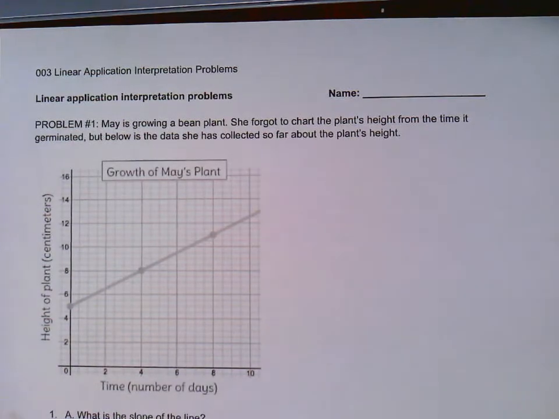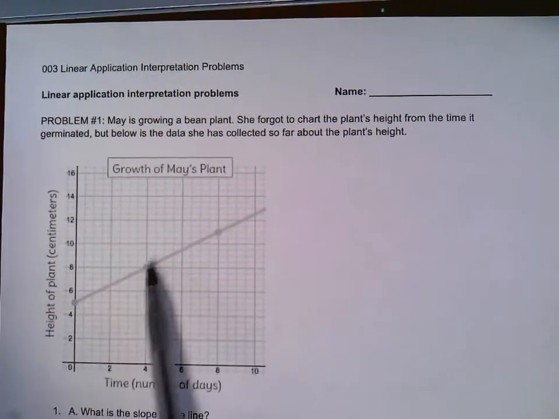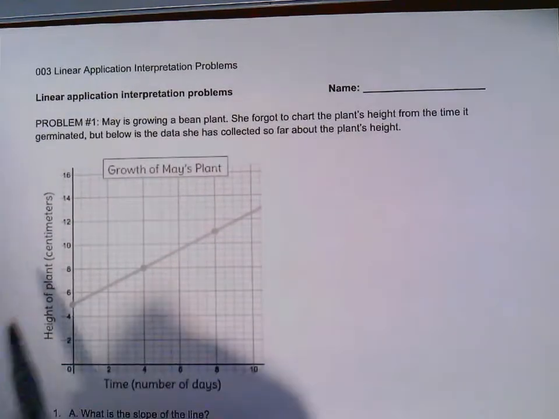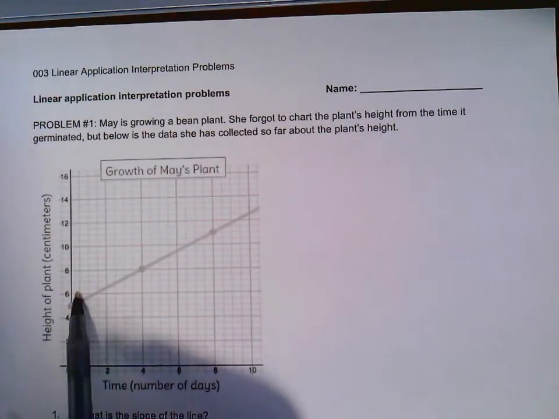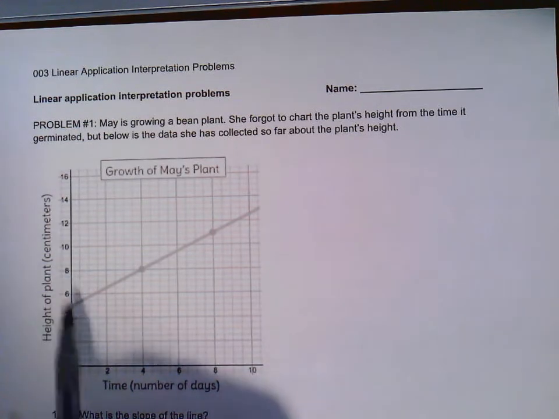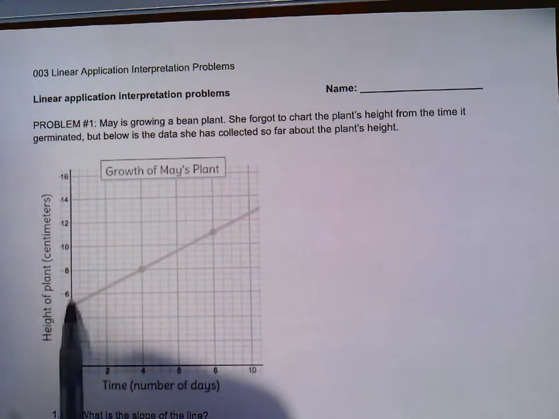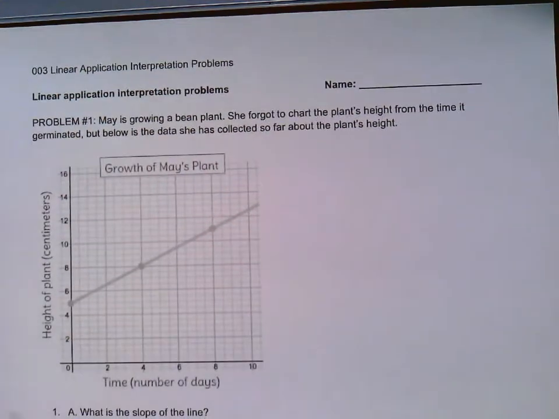So you can see that we've got some points that are plotted. We just reviewed how to find the slope from a graph. It looks like I'm starting at 5 and I'm going to 8. So it looks like I'm rising 3 and I'm running 4. So the slope is 3/4, up 3 over 4.